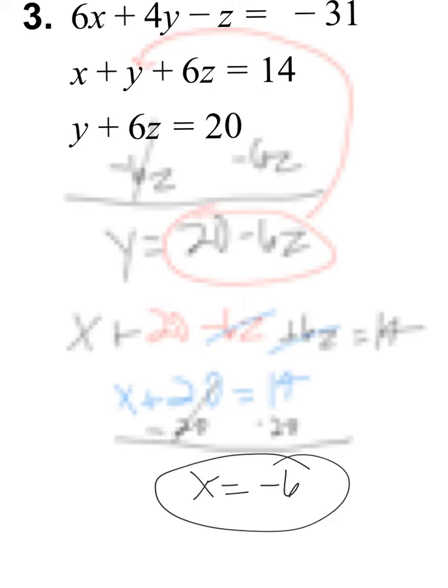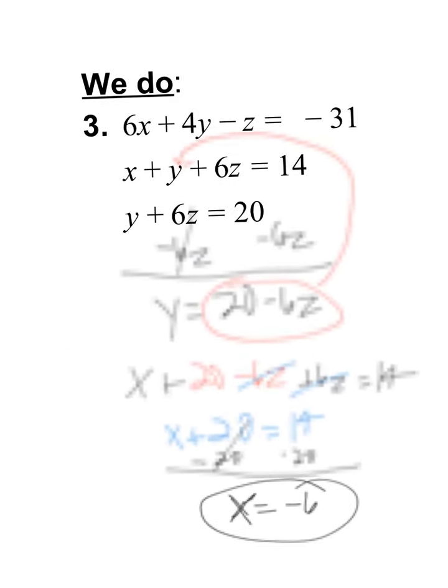Alright, so I get x equals negative 6, and I have y equals 20 minus 6z. So I still don't know exactly what y is, but I know enough information to plug in for x and then plug in for y.